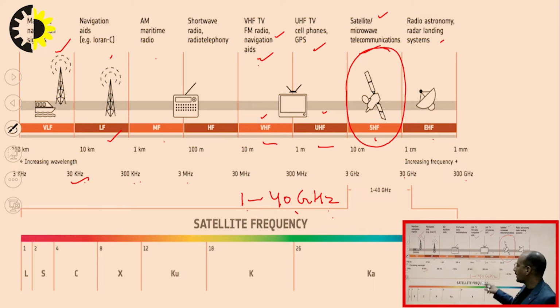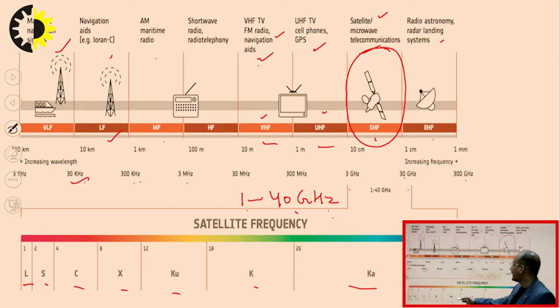This complete band is divided into 7 satellite frequency bands. First one is L band, between 1 to 2 gigahertz. Second is S band, 2 to 4 gigahertz. C band, 4 to 8 gigahertz. X band, 8 to 12 gigahertz. Ku, 12 to 18. K, 18 to 26, and Ka, 26 to 40 gigahertz.